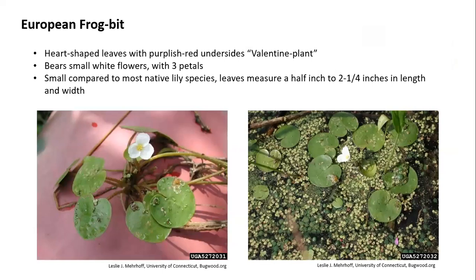European frogbit has heart-shaped leaves with purplish red undersides and is sometimes called the Valentine plant because of its really distinctive heart-shaped leaves. And it has white flowers with 3 petals, but European frogbit is very, very small compared to most of our native lily species. The leaves of European frogbit are only 1/2 inch to 2 1/4 inches in length and width.